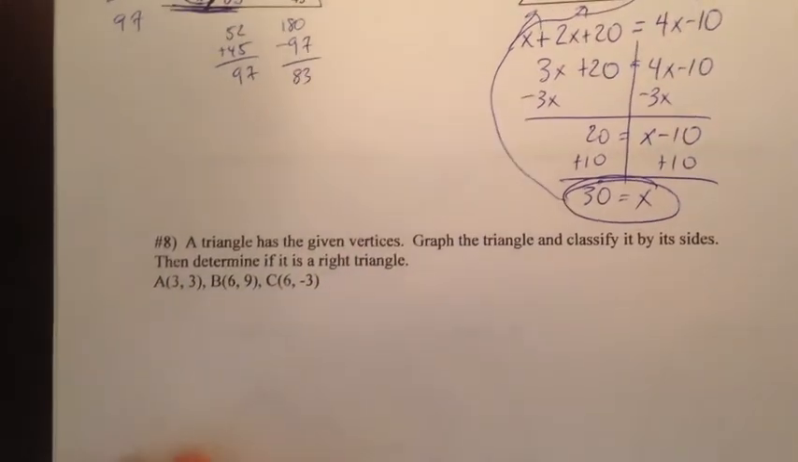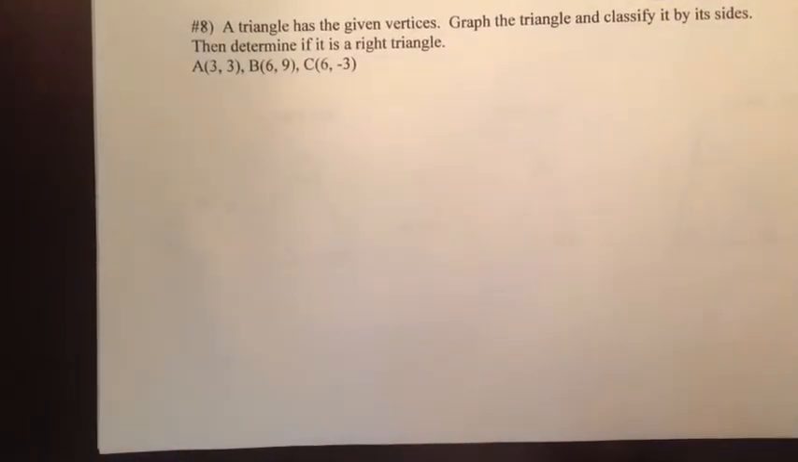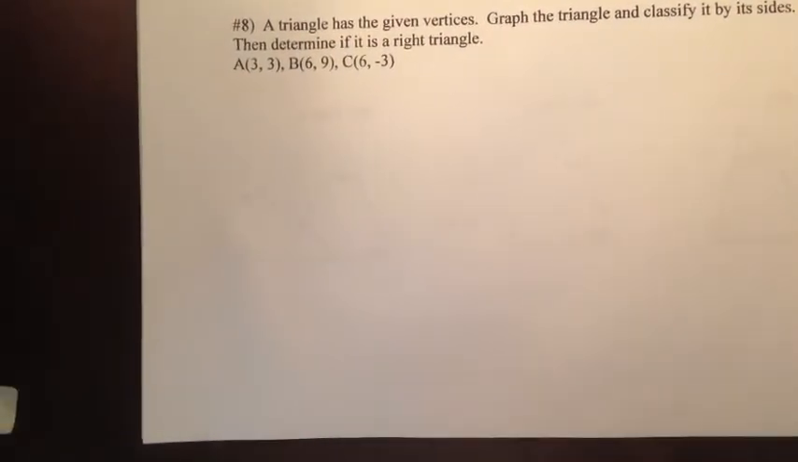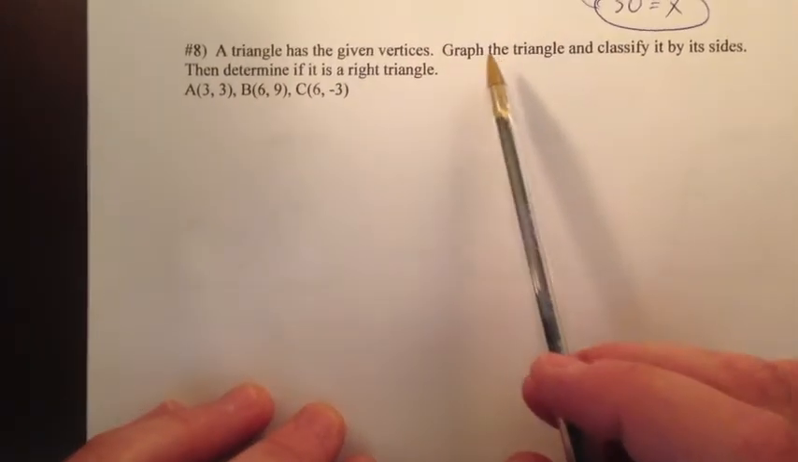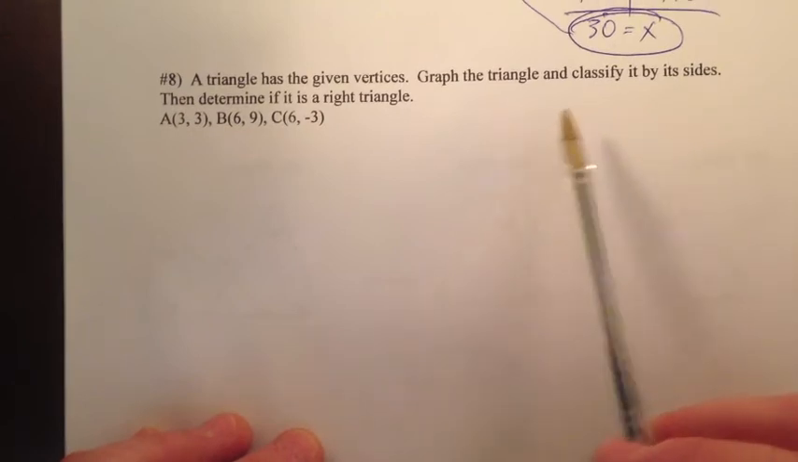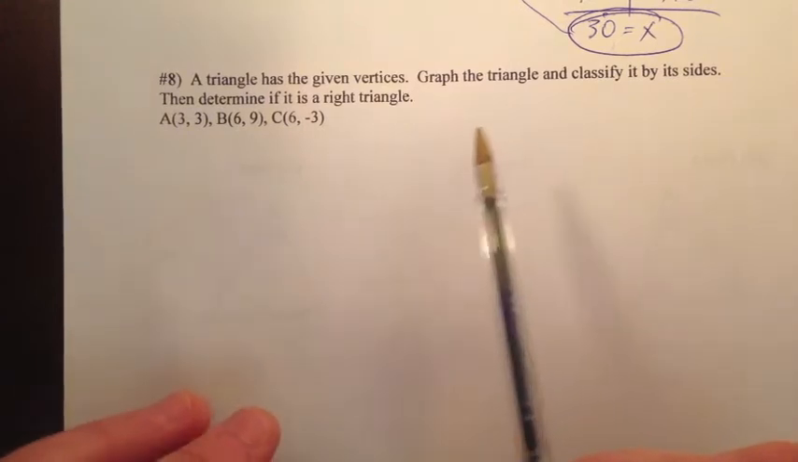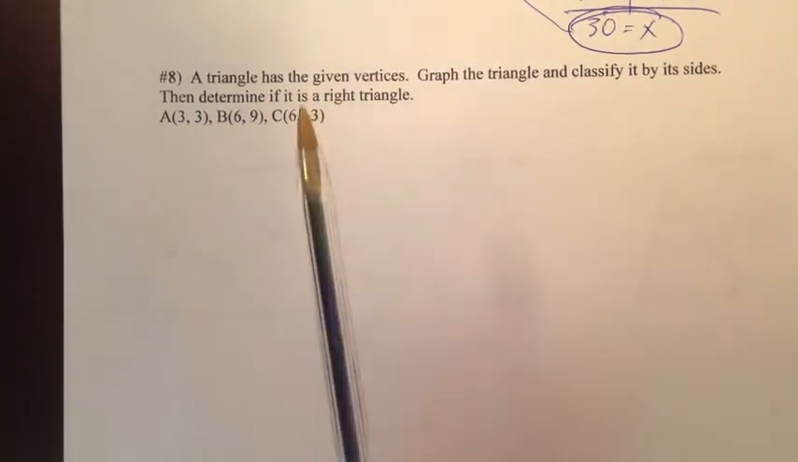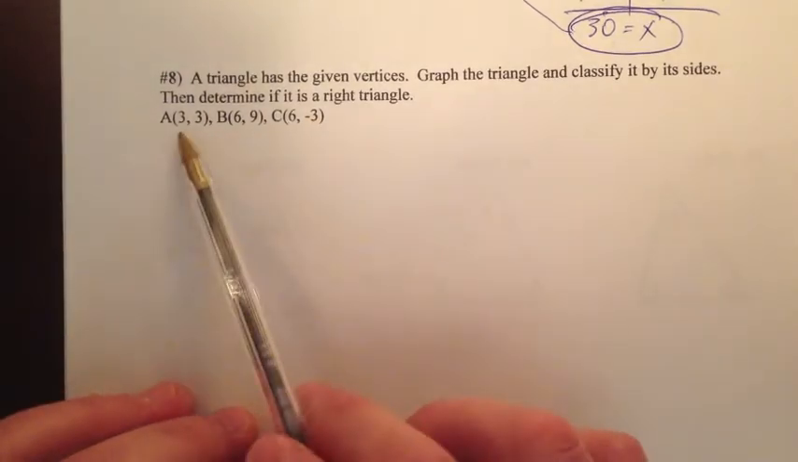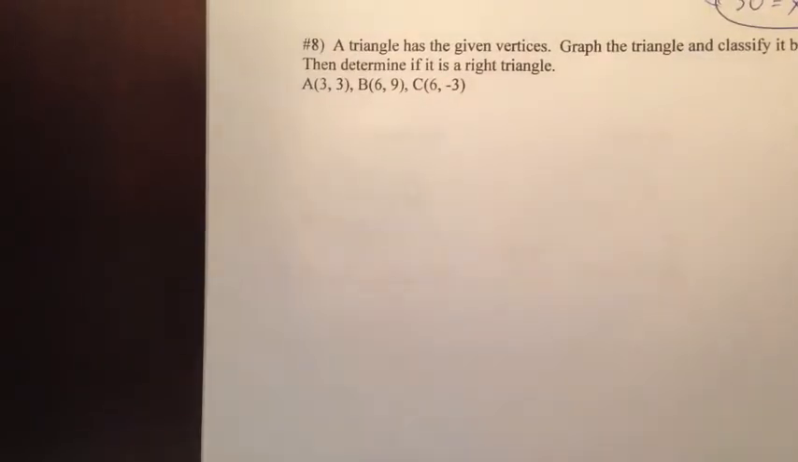All right, the last one here. We'll take a look at number 8. It says a triangle has the given vertices. Graph the triangle and classify it by its sides. Now again, classify means to give it a name. Then determine if it is a right triangle. All right, so we've got two things we want to do here. First thing, if they give us points, well, let's go ahead and draw a picture. So what I'm going to do here is draw a coordinate plane.